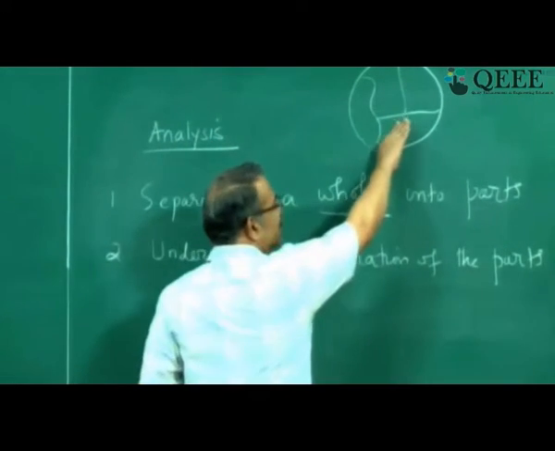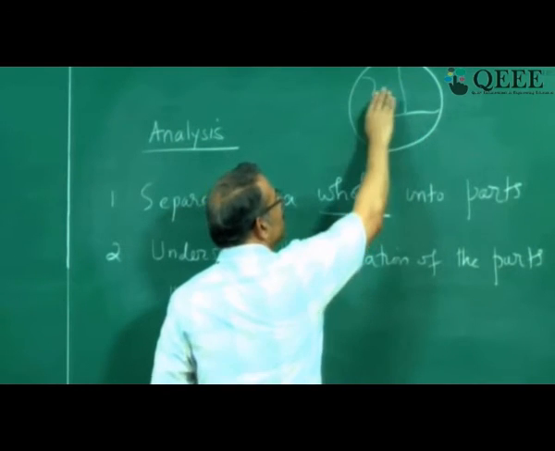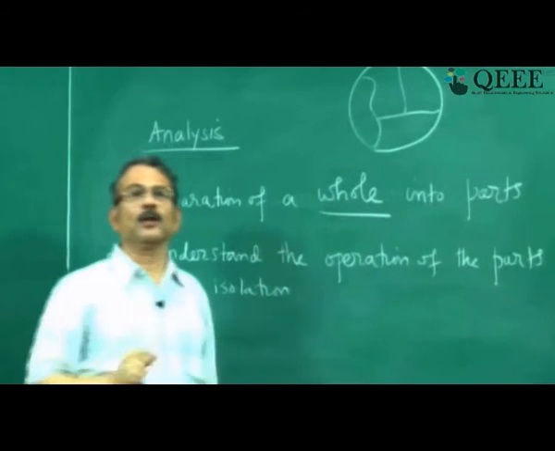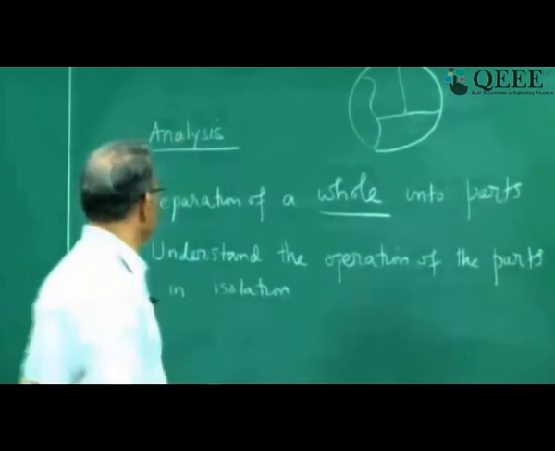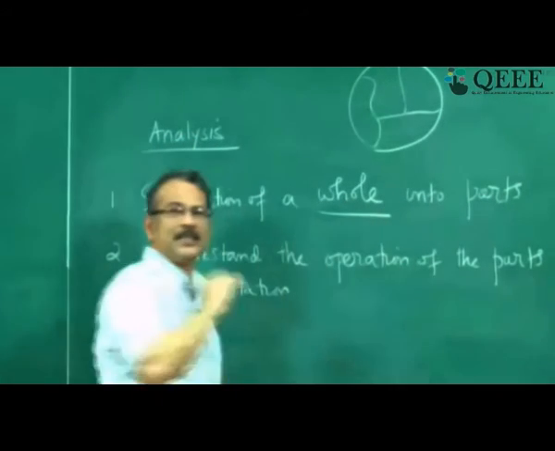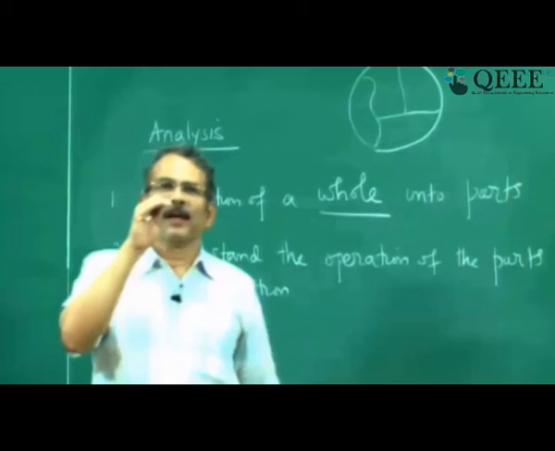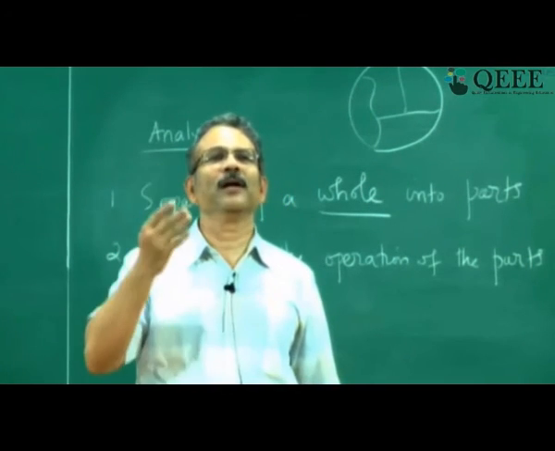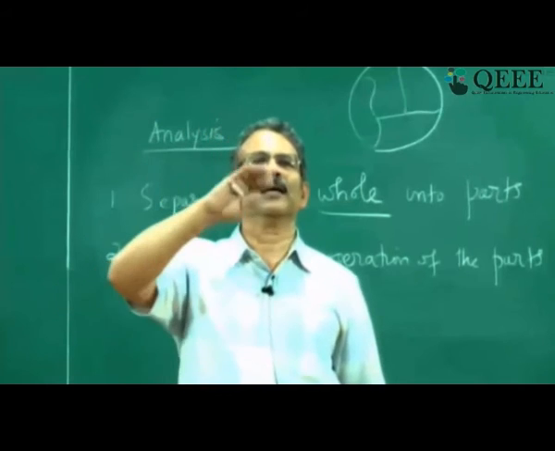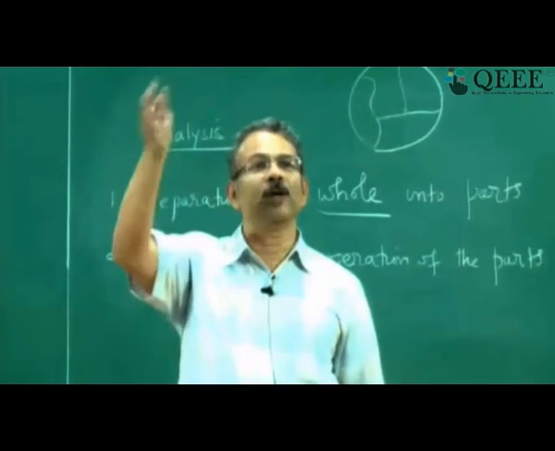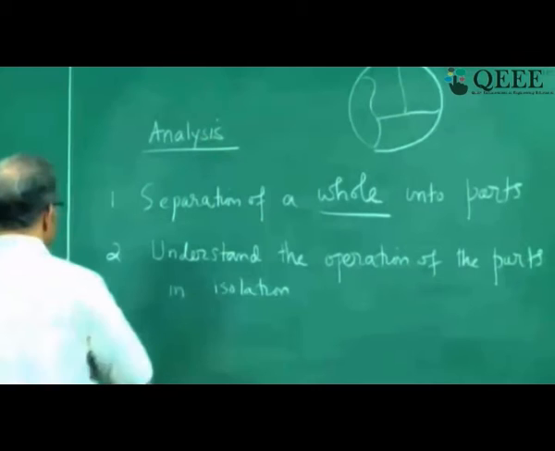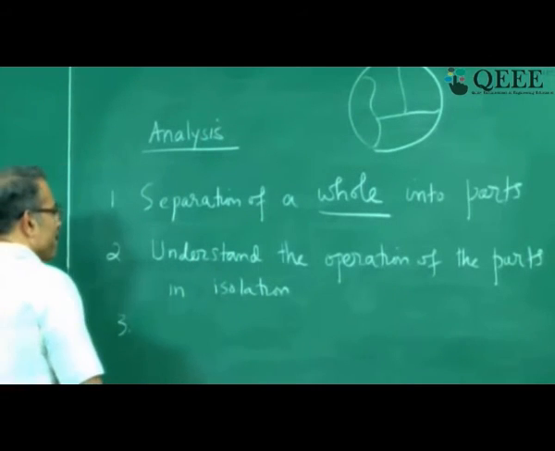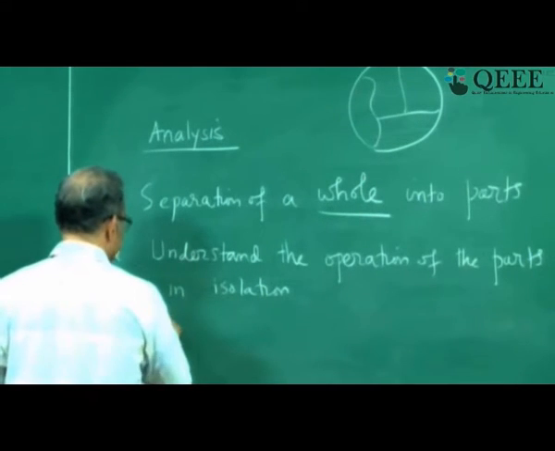So when we try to understand the parts, we don't bother about the other parts. So therefore, there is some intelligence involved here. I must separate the whole into parts in such a way that the parts should not influence each other. So there is some intelligence involved here. What kind of separation you can do so that you can understand them in isolation without bothering about others. Okay, the third step is combining the understanding.